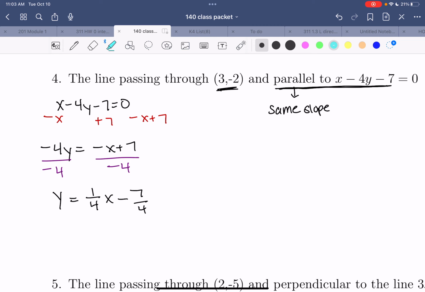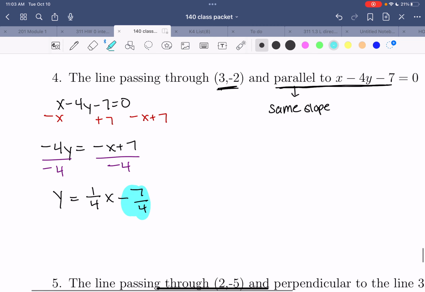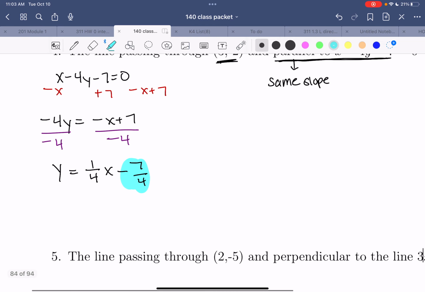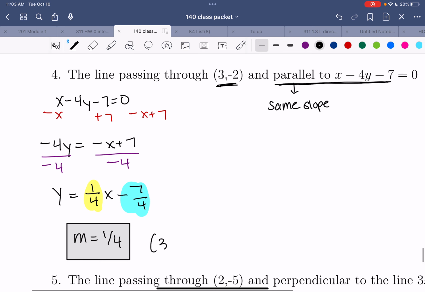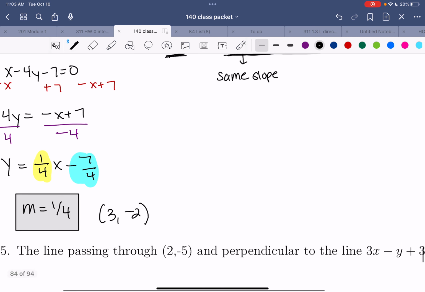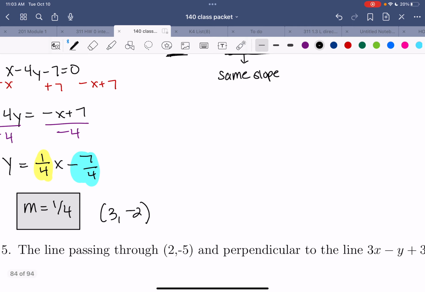Now, this number right here will never matter, okay? The intercept for the line that you're parallel to is not important for your line. It's unique to that other line. What we do want, though, is the slope. The slope here is 1/4. So that means I want to use that same slope, but now I'm using that with my point, the 3, negative 2. Okay, I'm going to use point slope form.